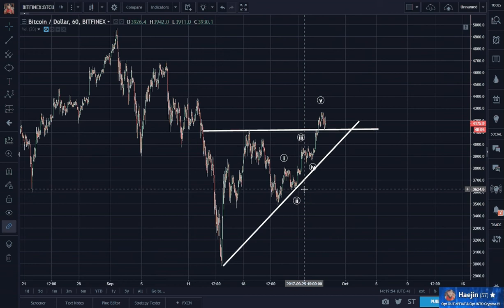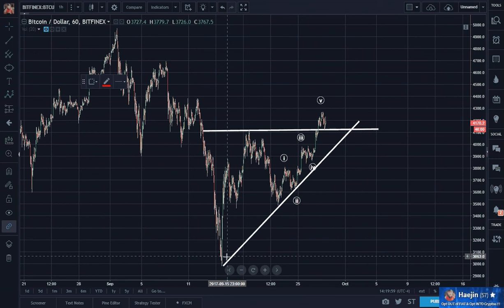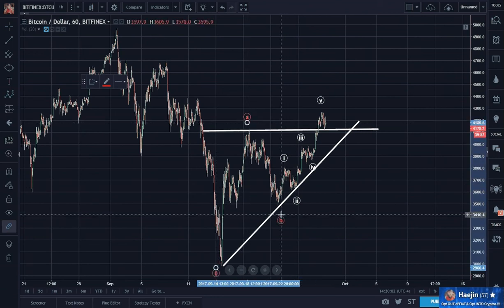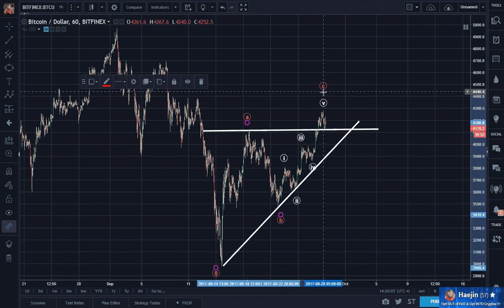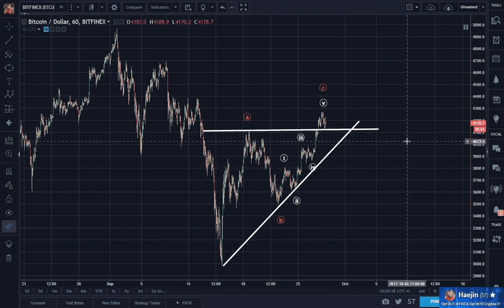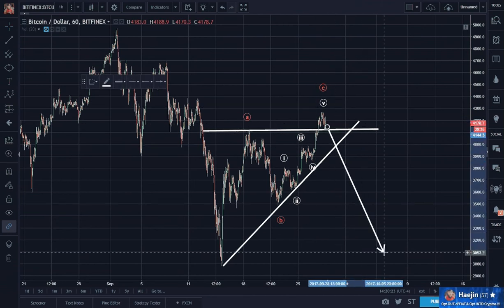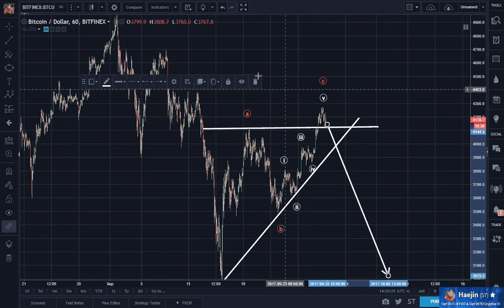The other scenario is A, B, C. And C, whether it's a flat or a zigzag, always has 5 waves. And voila, 1, 2, 3, 4, 5. If this is correct, then we'll see a rapid decline downwards.